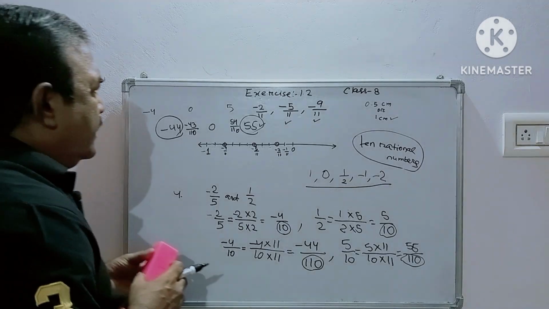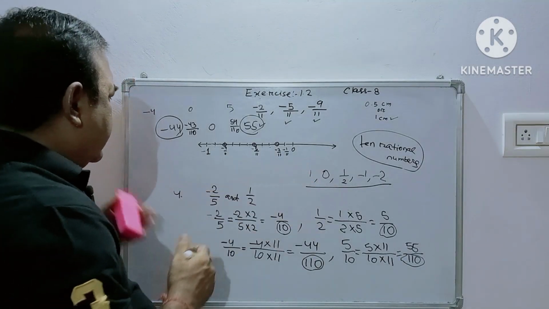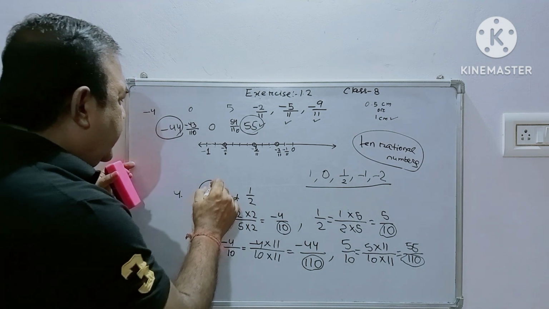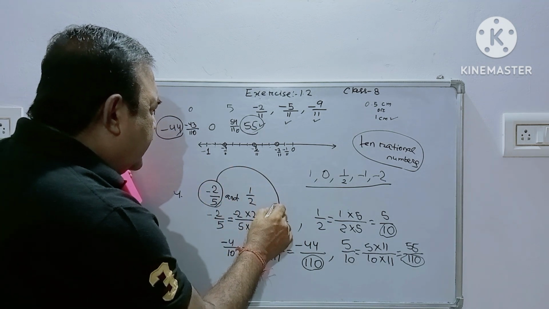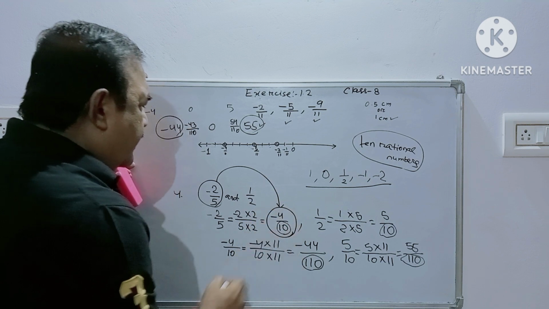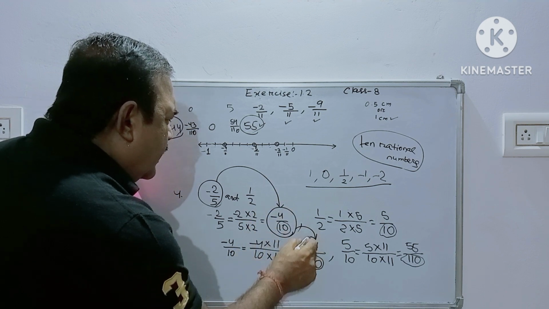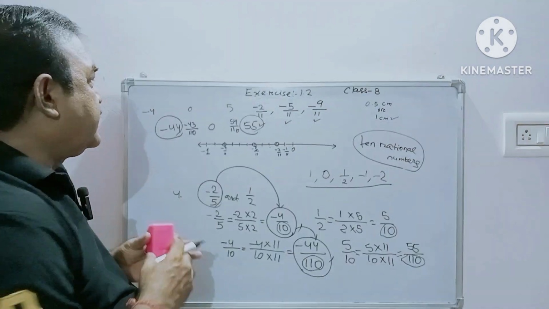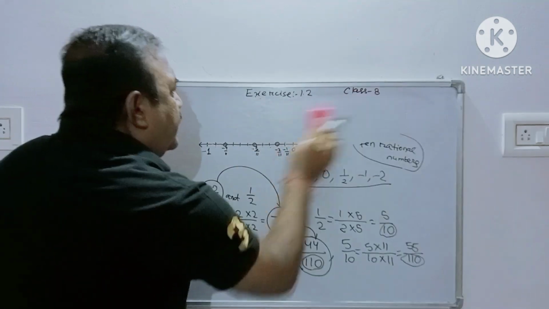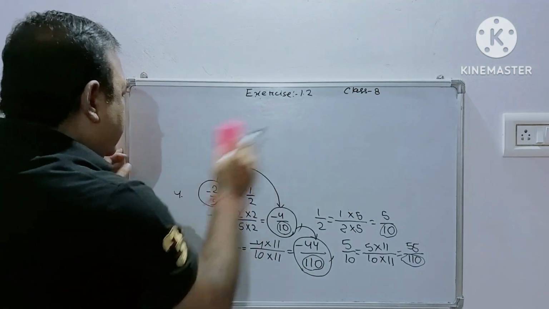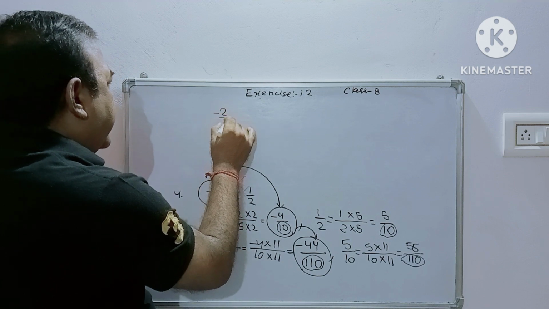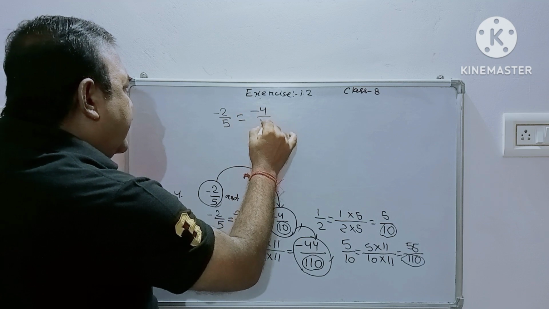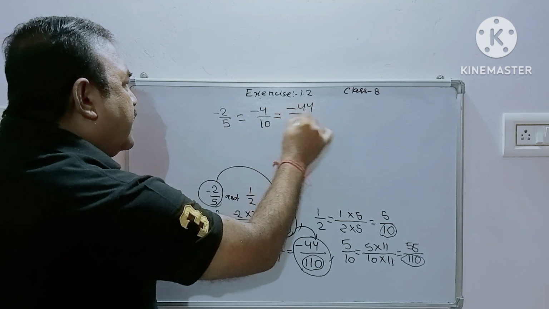And you see, why are we doing it like this? Now the rational number was first minus 2 upon 5. You see, the equivalent rational number is minus 4 upon 10. Then the equivalent rational number is minus 44 upon 110. The value has not been changed. So minus 2 upon 5 is equal to minus 4 upon 10. It is also equal to minus 44 upon 110.